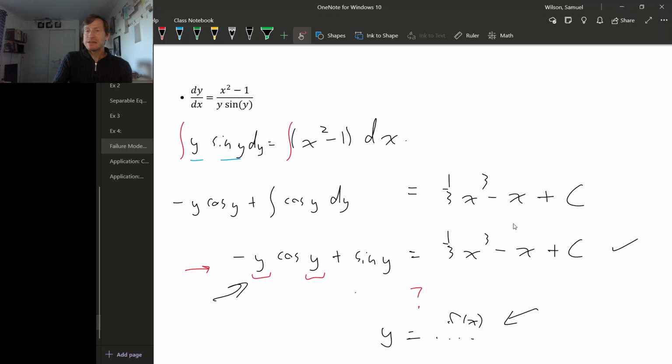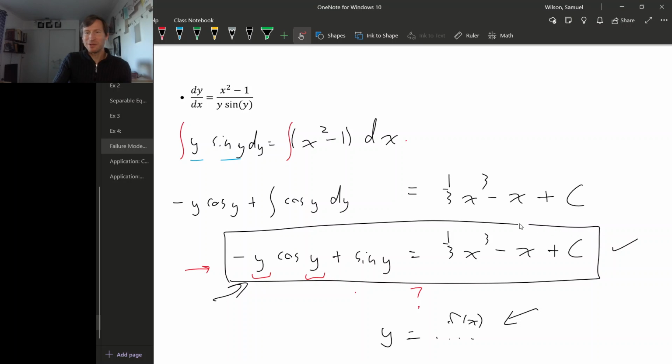Since we were able to do the integral, this big equation that we can't solve for y is a solution, but it's not an explicit solution. This is called an implicit solution, because it doesn't explicitly tell you what y is. Instead, it implicitly describes y.